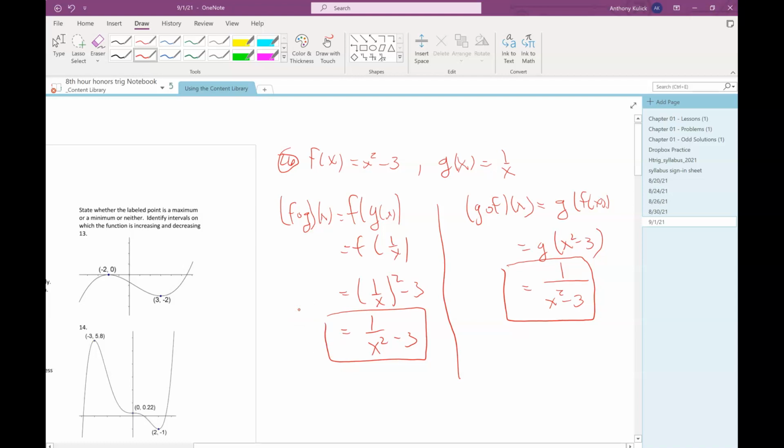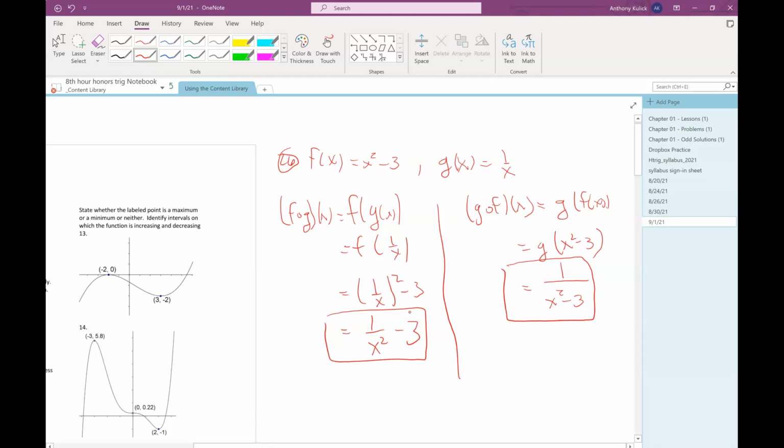Cool? So in one of them, the minus 3 is in the denominator, and in one of them it ain't. In case you couldn't tell from my poor penmanship. Maybe that's a little clearer.